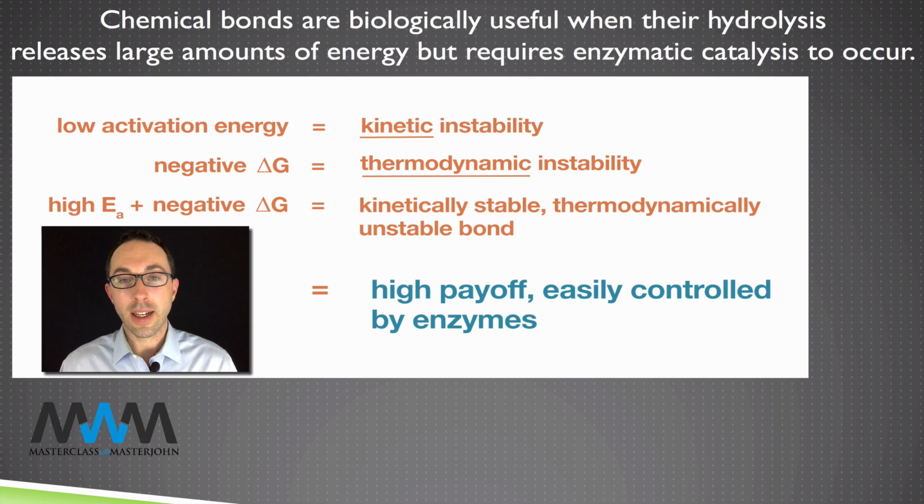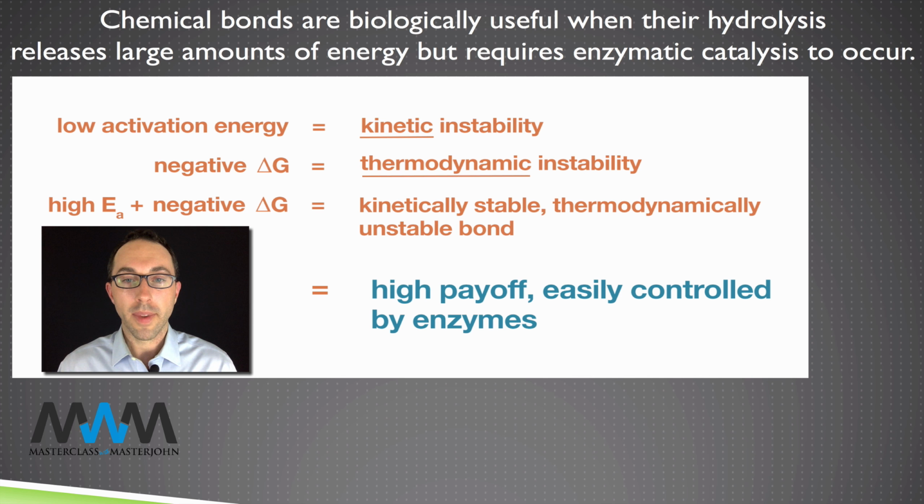As summarized on the screen, a chemical bond is biologically useful for energy metabolism when it is kinetically stable but thermodynamically unstable. When we talk about kinetic stability, we're talking about, number one, the rate of a chemical reaction, and we're tying it to, number two, the activation energy. Something with a low activation energy is kinetically unstable. And conversely, something with a high activation energy is kinetically stable.